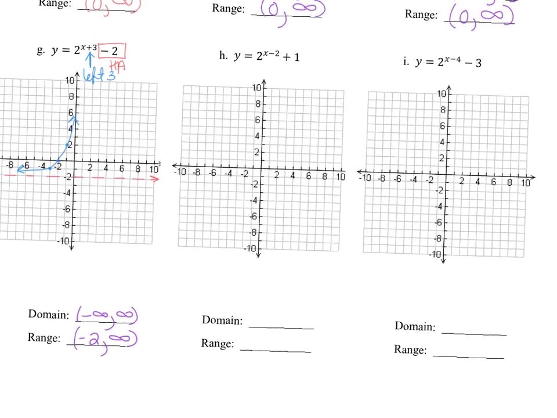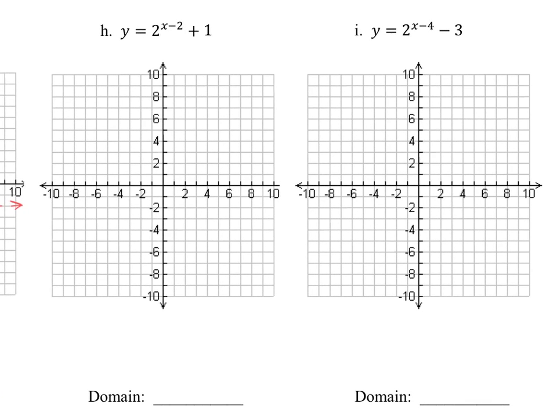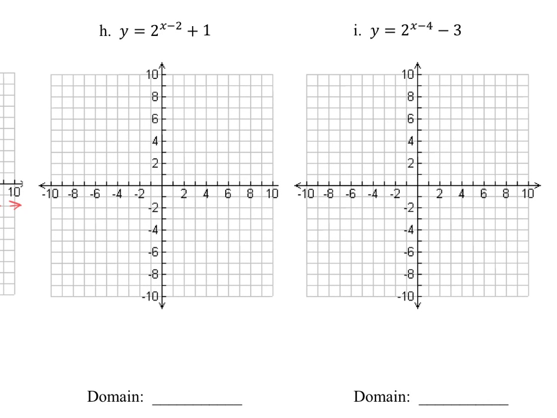All right, letter H. Letter H is starting where? Well, our horizontal asymptote, right, is at y = 1. So let's just draw that. All right, that's our first step we want to do: draw our horizontal asymptote.